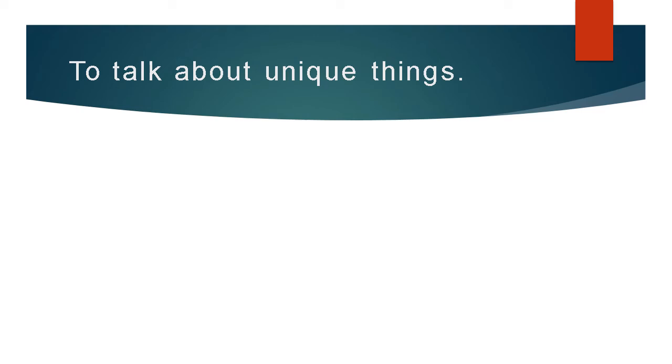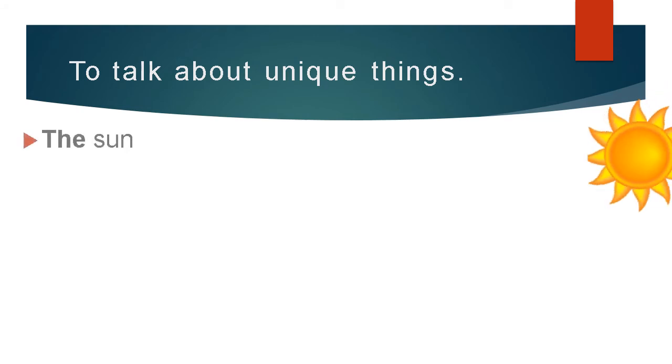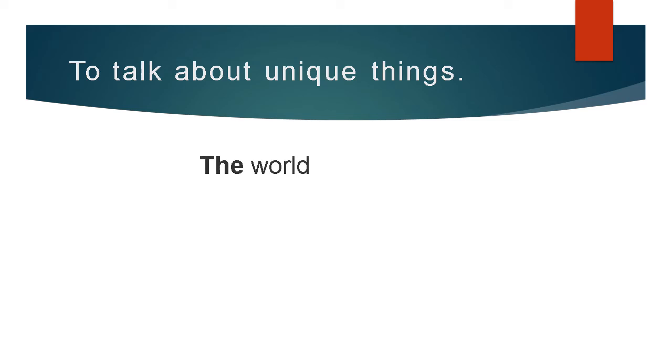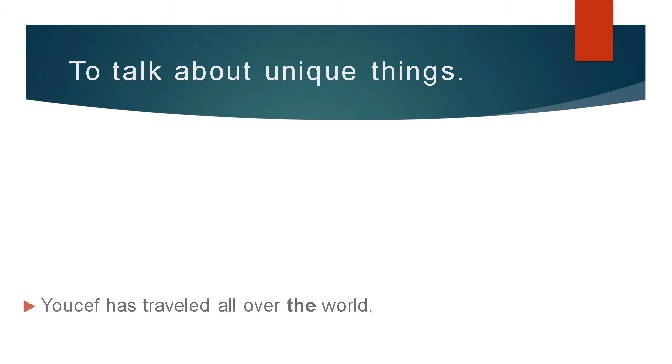To talk about unique things, we have just only one for this object or this person. Okay, let's start first with the things. We have the sun. We know that there is only one sun. عندنا شمس وحدة. Similarly, نفس الشيء مع the moon, the sky, the world, the universe. Examples: the sun rises in the east. Yusuf has traveled all over the world.